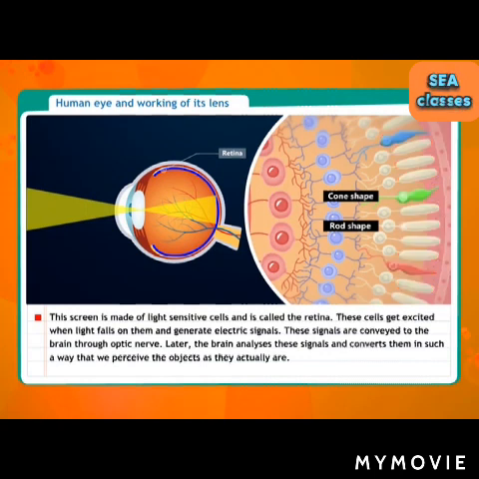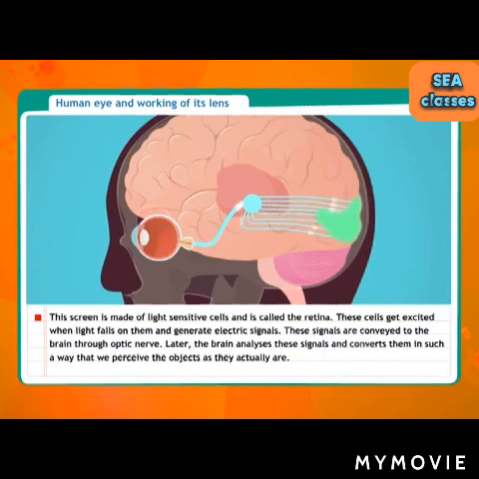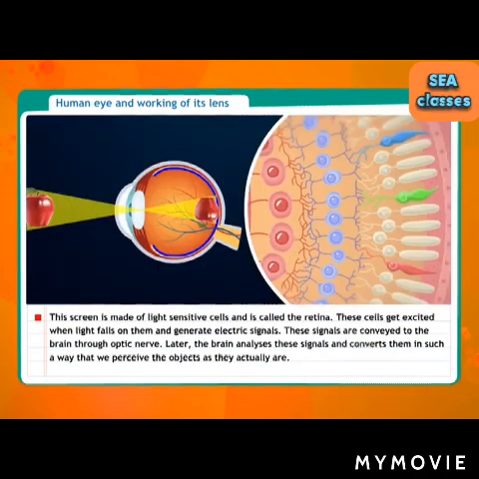These cells get excited when light falls on them and generate electric signals. These signals are conveyed to the brain through the optic nerve. Later, the brain analyzes these signals and converts them in such a way that we perceive the object as it actually is.